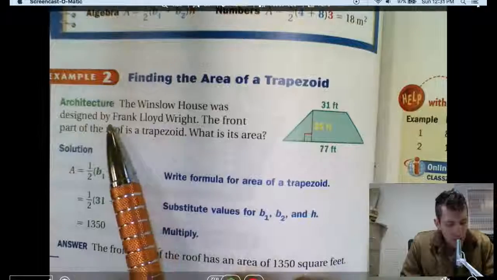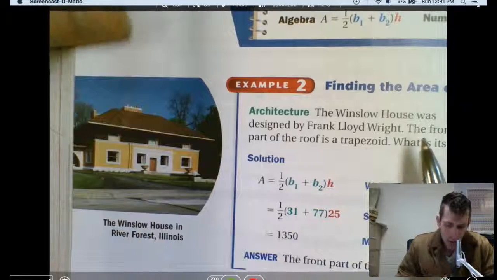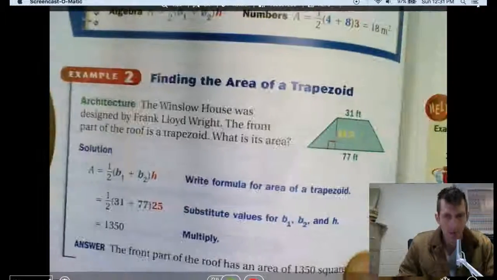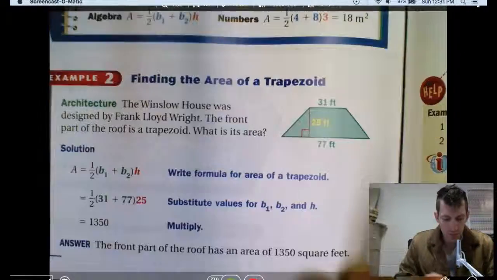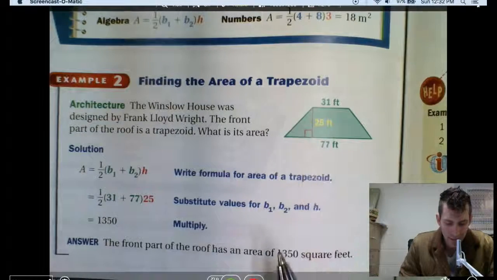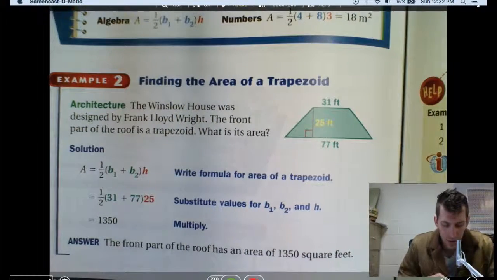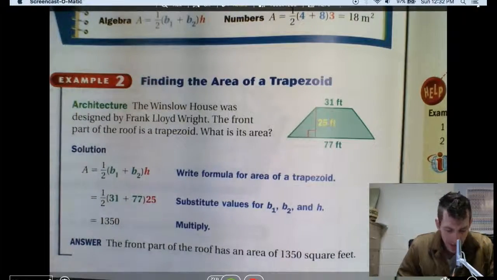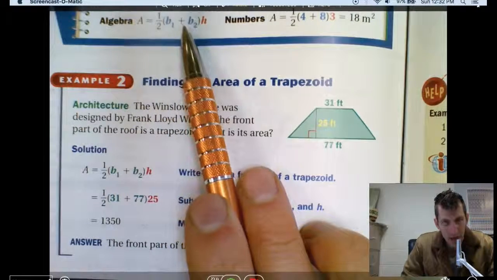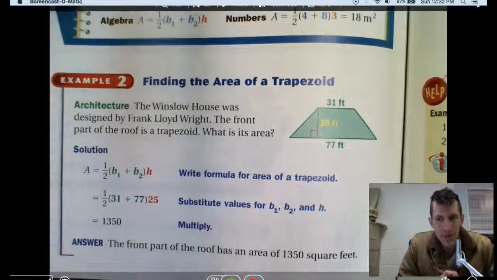The Winslow house was designed by Frank Lloyd Wright, and I'll show you a picture of the Winslow house. There it is, apparently. The front part of the roof is a trapezoid. What is its area? Okay, so we've got 31 feet up here, 77 feet down here, 25 feet is the height. Add the bases together, 31 and 77 in your head. That would be 108. Now, do we need to do 1/2 times the 108 next, or do we need to times the height next? Does it matter? Please tell me you know.